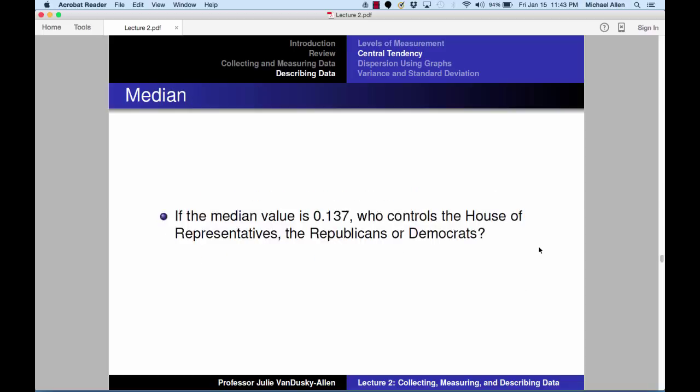The median Commonspace score tells us who controls the House of Representatives. Recall that values greater than 0 indicate House members are more conservative. If our median member or middlemost member is conservative, then it is likely that Republicans control the House in this Congress.